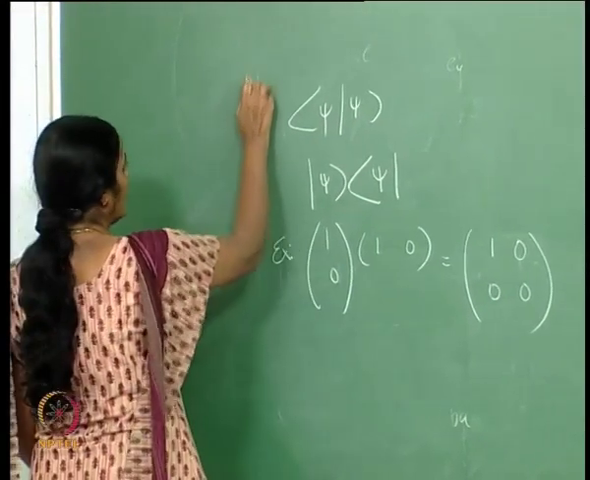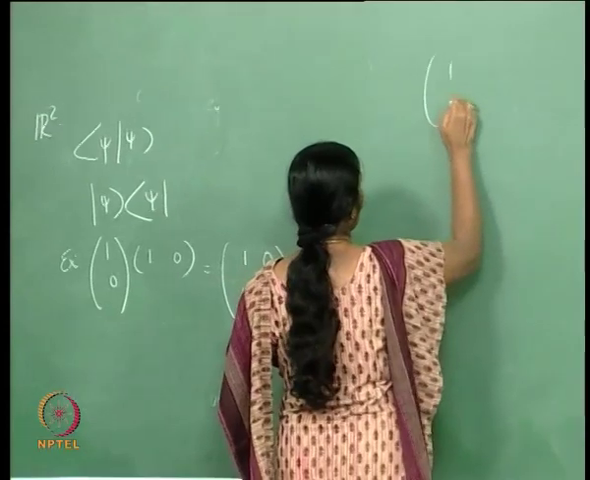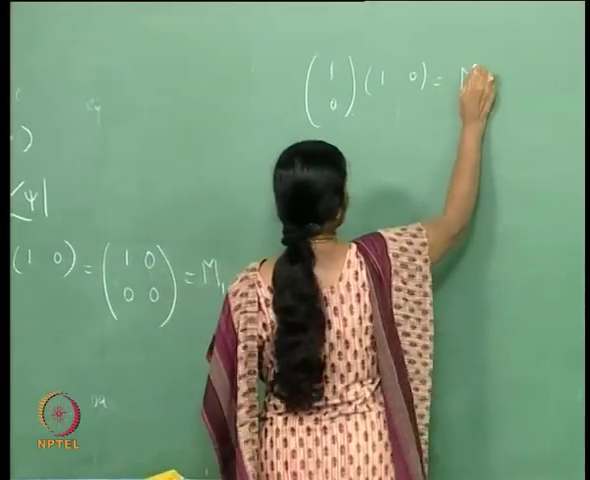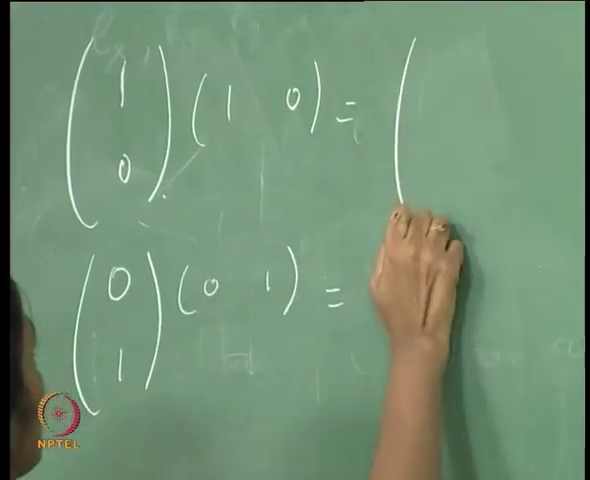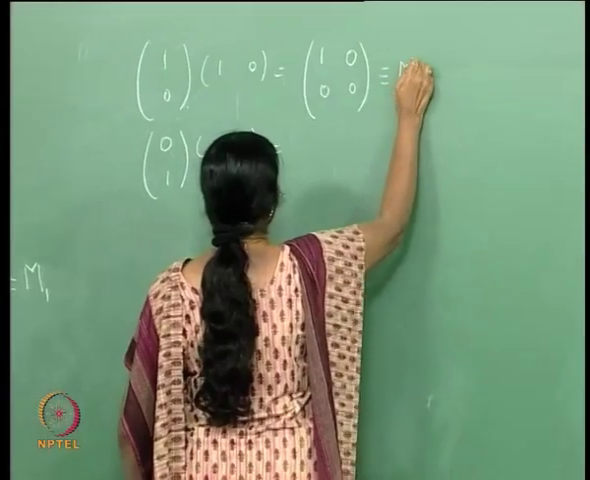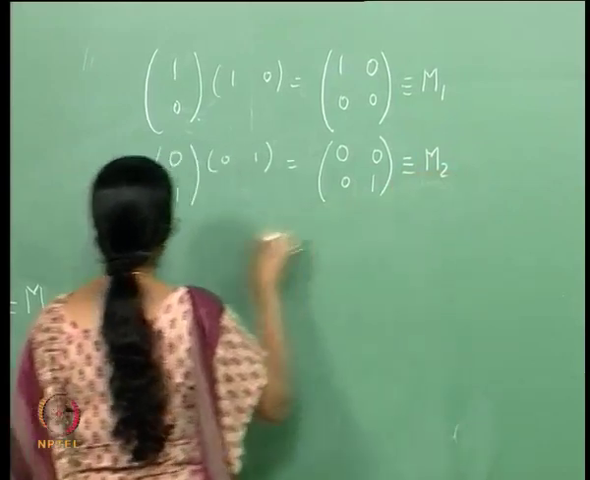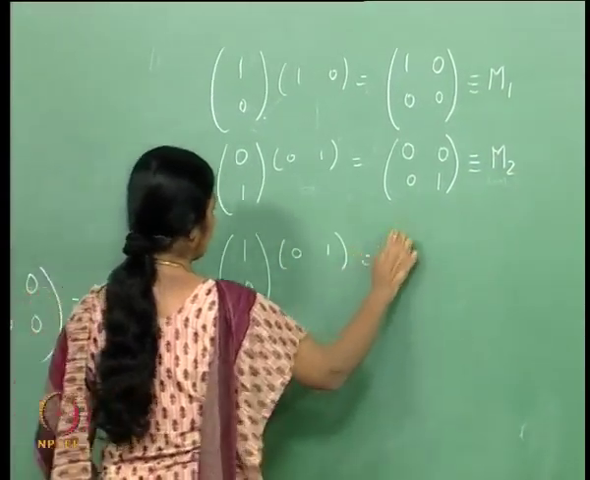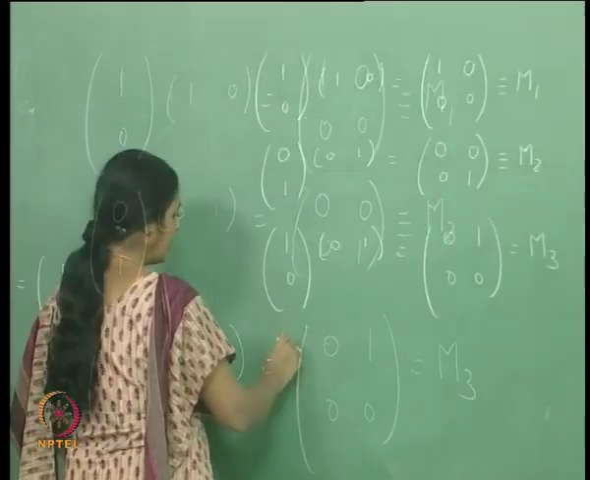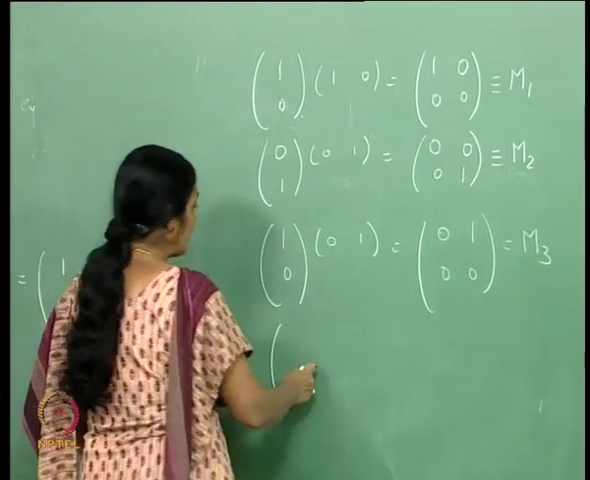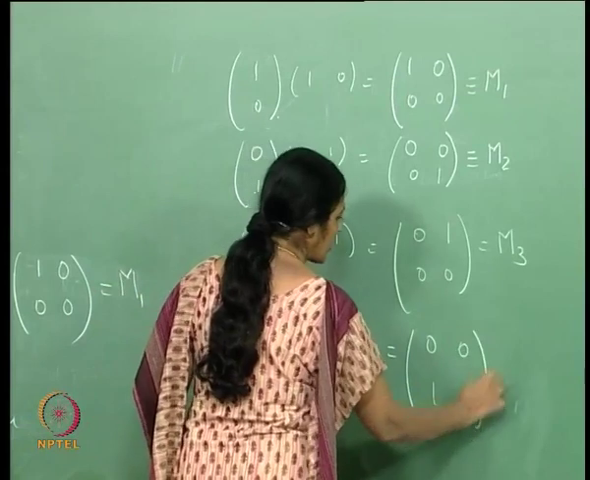But right now, even in R2, let's look at the number of matrices that we can form. Let me call this M1, or let me write it here. Similarly, I can have 0, 1 with 0, 1, and I'm going to call that M2. So this is M1, that's my notation. This is M2. Then I can have this, which is M3. I'm just working with the basis states, nothing more. But it's clear that I can form several combinations and make many matrices out of these. And that is M4.